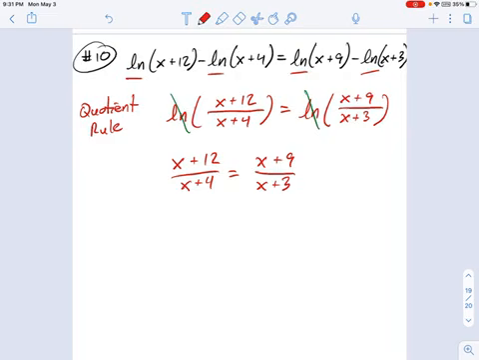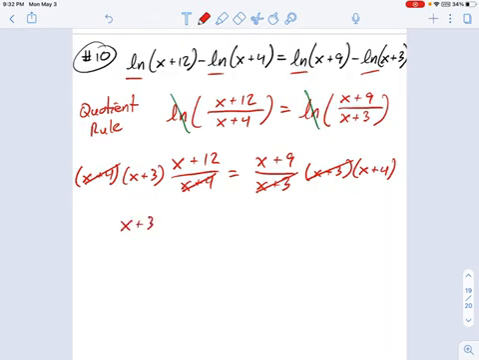Another way you can think about this, if you never learned cross multiplying, is just this. I'm going to multiply each side by x plus 3. The purpose being, I want to cancel out that denominator. I'm also going to multiply each side by x plus 4. Purpose of that being, I want to cancel out this denominator. It has the same effect in the end as cross multiplying. So what we get is x plus 3 times x plus 12 equals x plus 9 times x plus 4. Just a pleasant little bit of foiling, and we should be done with this.